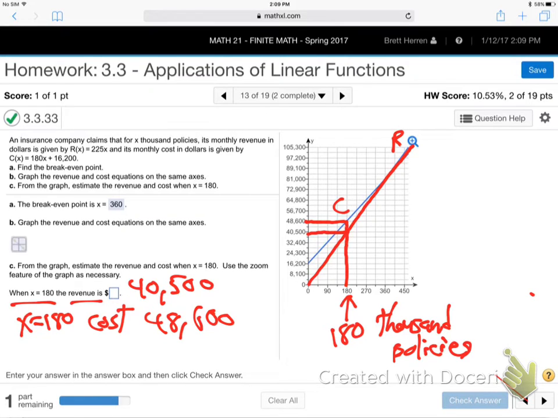It's losing money. All this zone is money lost. Everything before 360, cost is above revenue. But after that, revenue is above cost, and they're making money. We good with that?